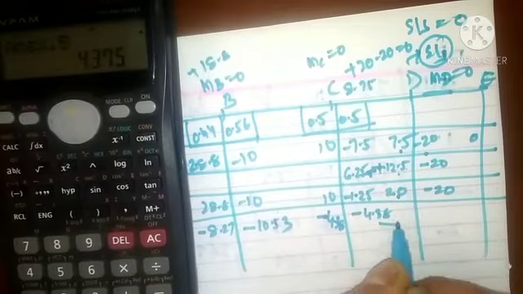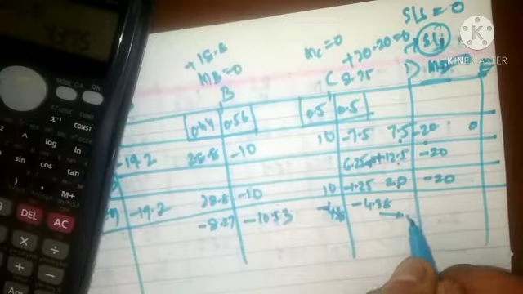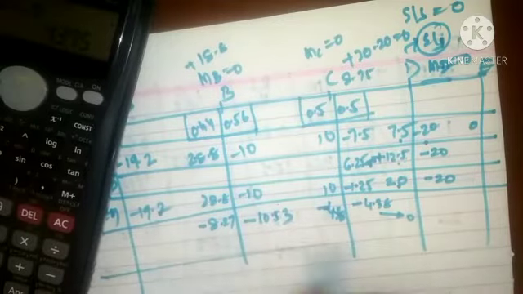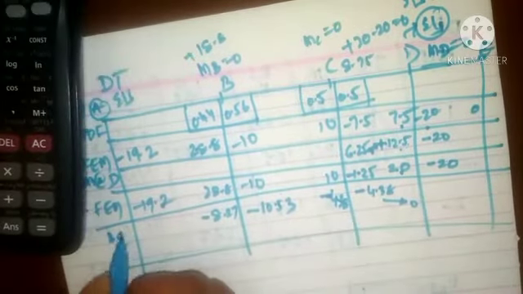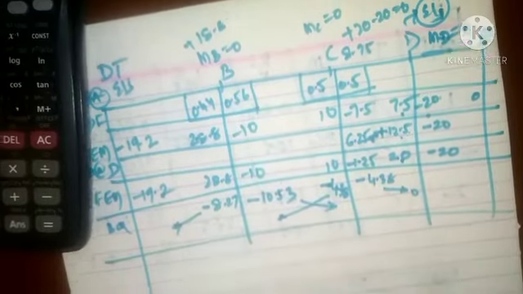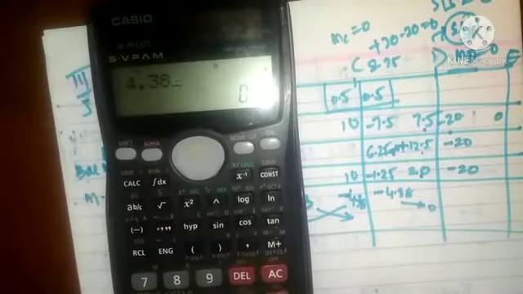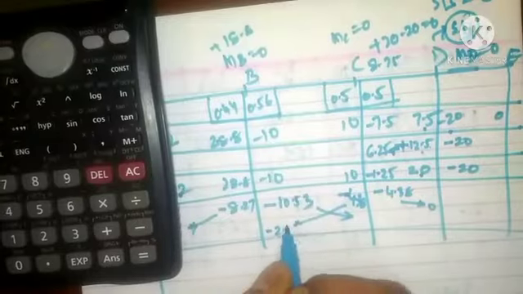4.38. None of the value will be transferred here because you already balanced this, so none of the value will be transferred. So this particular exercise is balancing. Now half of the moment will be transferred here, half here and half at this particular location. So 4.38 divided by 2, which is 2.19. So minus 2.19.